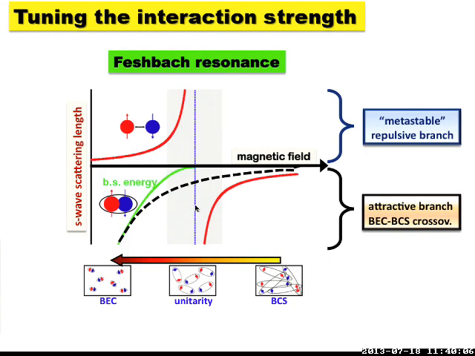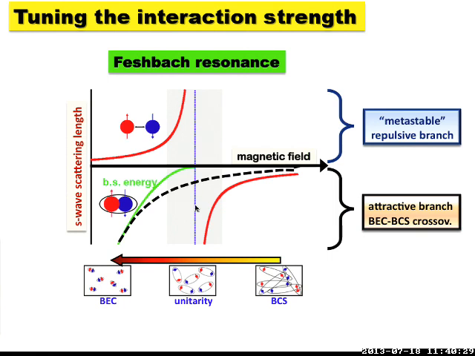Okay. Another handle that the experimentalist can use is the so-called Feshbach resonance. And this is a technique that can be used to change the strength of the interaction between the atoms. This was already described by Professor Burkhardt. And with this technique, essentially, you can manipulate the value of the scattering length by tuning a magnetic field.